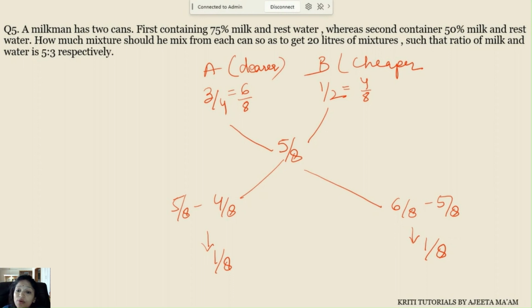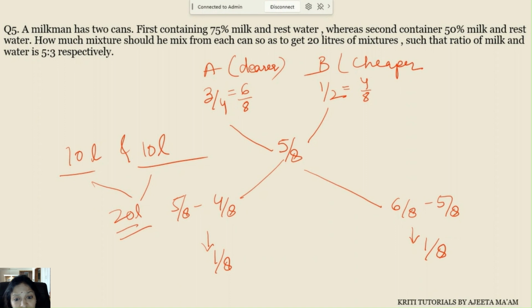Now the ratio is 1 is to 1. So we need to get a total mixture of 20 liters. So then in which ratio, in which quantity should we mix them? So we should take 10 liters of both. So 10 liters from milk 1 and 10 liters from milk 2. Right? From A also we will mix 10 liters and from B also we will mix 10 liters because in total we need 20 liters.